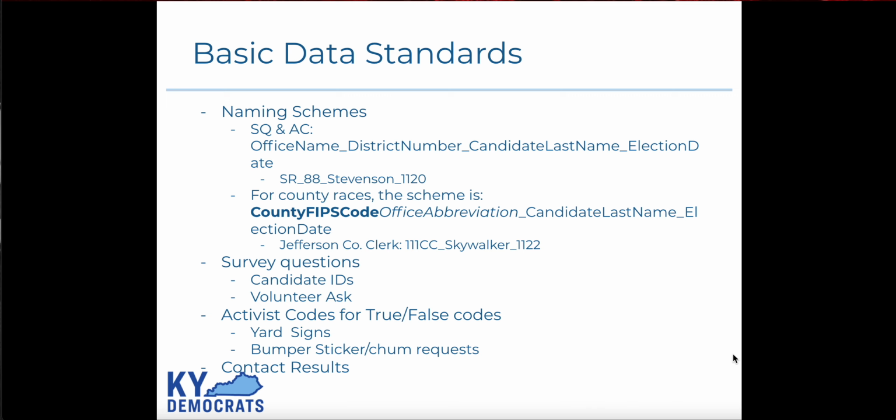The other data standard we're going to talk about is contact results. That way we know, if you're talking to this person on the phone, not home means they didn't pick up the phone. If you're doing door knocking, not home means they didn't answer. However, for phone calls, you would have a wrong number if the number you called was not that person. For door knocking, you would have moved, for instance.